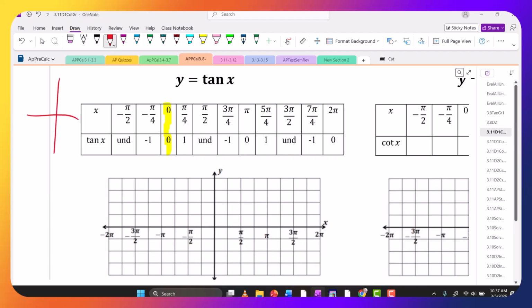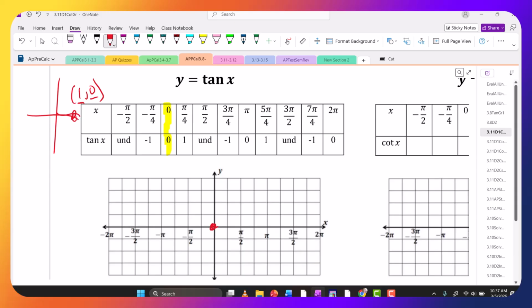All right, so all we're doing is input, output. Here's 0, which is the point 1 comma 0. Tan is y over x. That's how you get 0 over 1, which is 0. Okay, graphic.